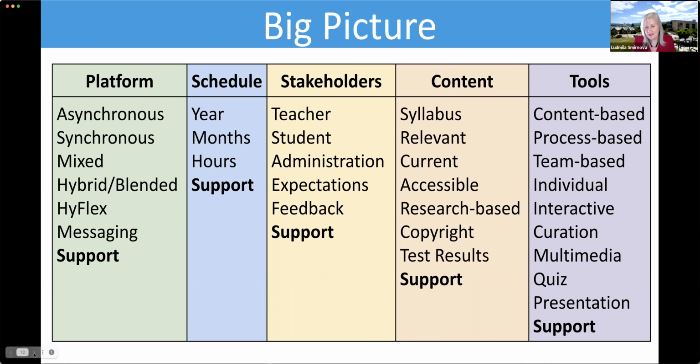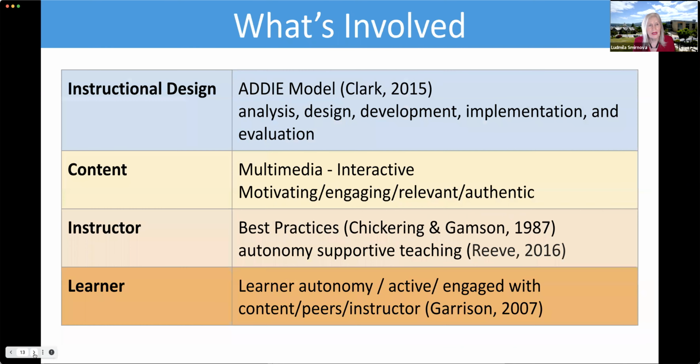Yes, and the reason is student learning. Our task is to engage students in learning and make it meaningful. And that's why tools are really important. And so what is involved? Before we go to this process, what is involved?